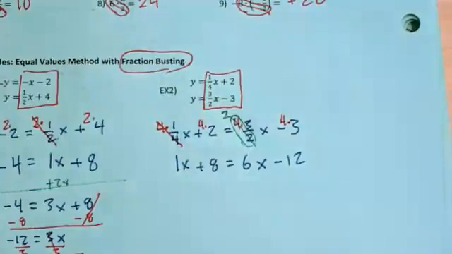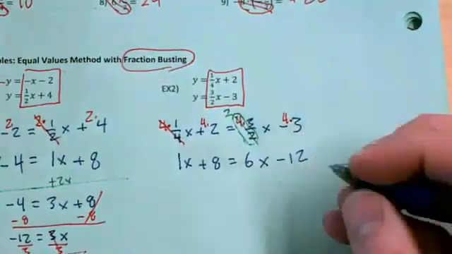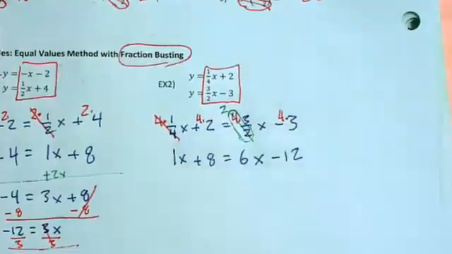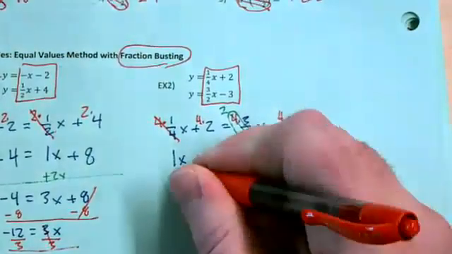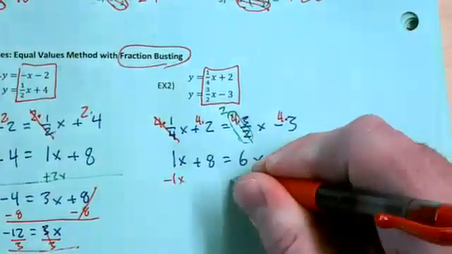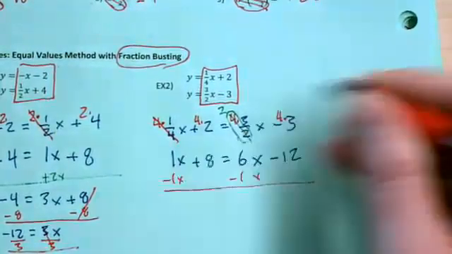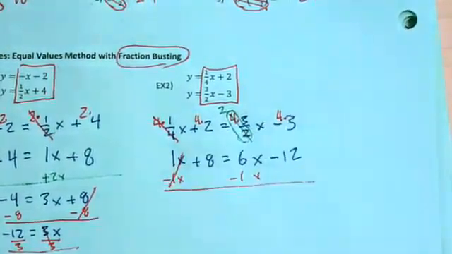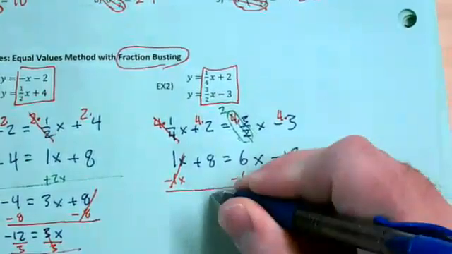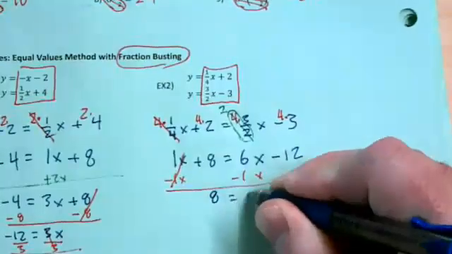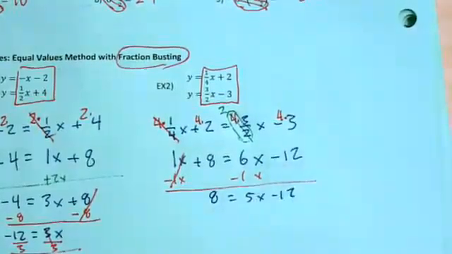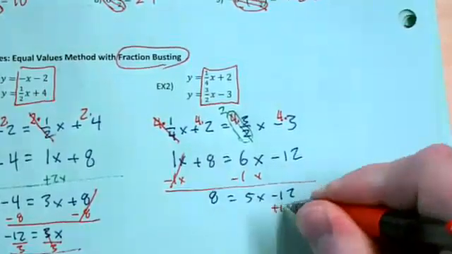Let me catch up to you guys here. As I was walking around, most people got rid of the 1x, so I'm going to do that. If you didn't do this, if you got rid of the 6x instead, that's fine. We're going to end up getting the same thing for x. So 8 equals 5x minus 12. Most people then did plus 12 on both sides.